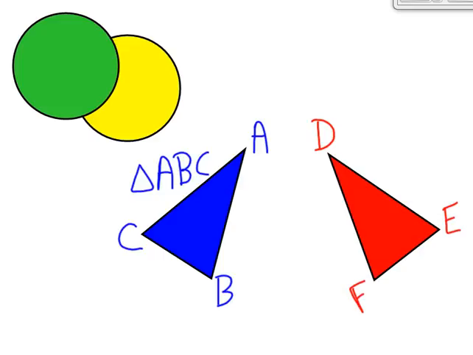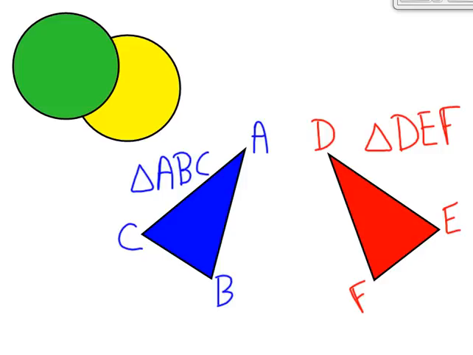Now if this were a mirror image, then I would have to go counterclockwise around. But in this case, they match each other. So we're just going to go clockwise around it. So D, E, F. And we're going to call this triangle DEF. Now recall, we could have called this triangle EFD or DFE, but in this case we have to call it triangle DEF to ensure that we have corresponding parts in the same place in the name.